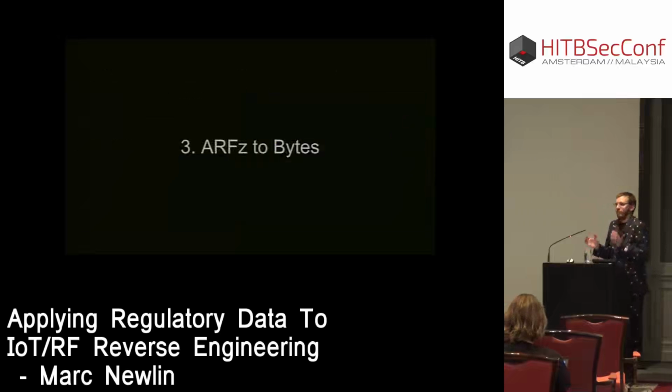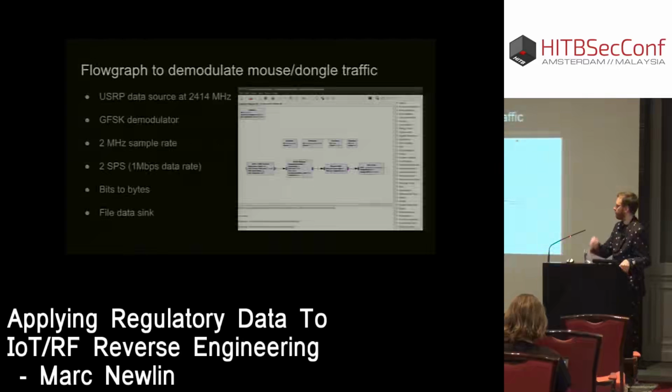So now we can say with some confidence that we know the modulation, we know that it's camped at 2414 megahertz. So now we can record some data and turn that into bytes using GNU Radio. So this is another simple flow graph. We're using a 2 megahertz sample rate because we have a 1 megabit data rate and we need 2 samples per symbol. So we're starting with the USRP input.